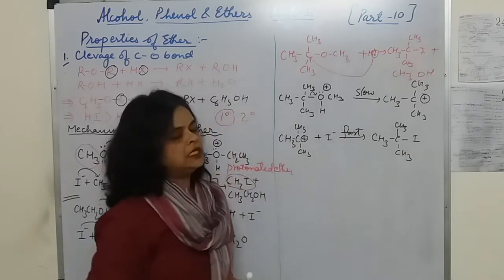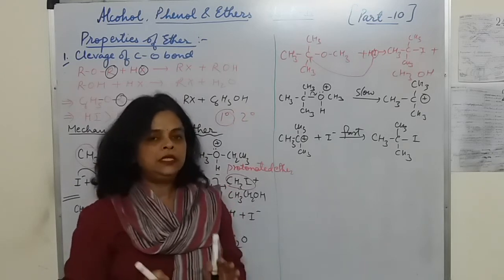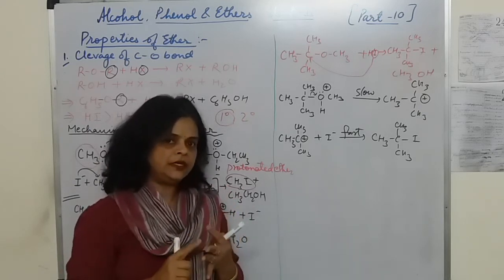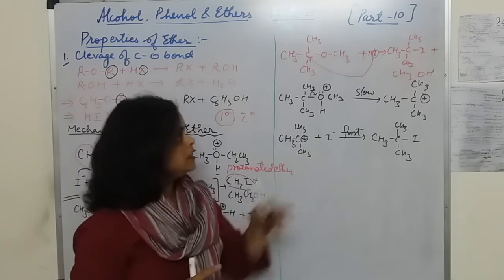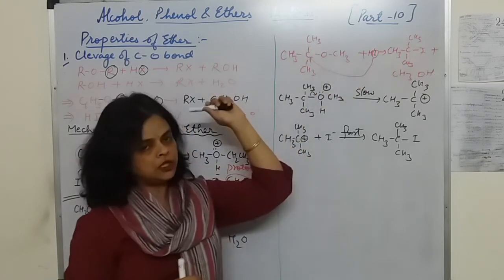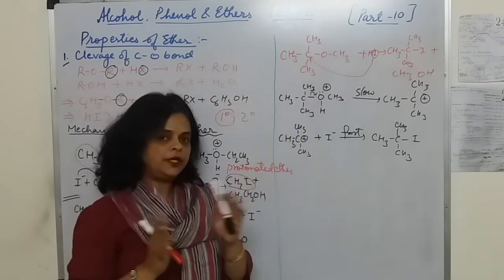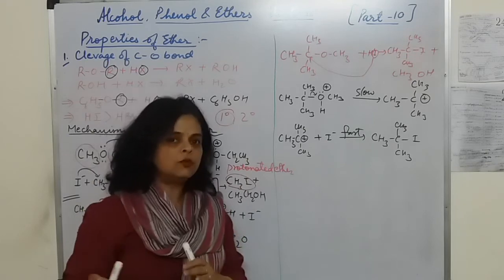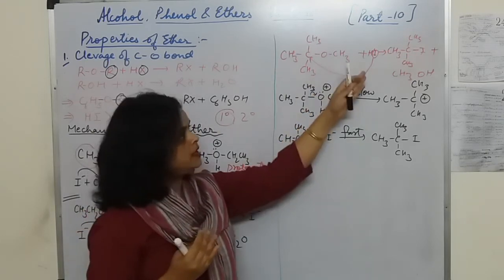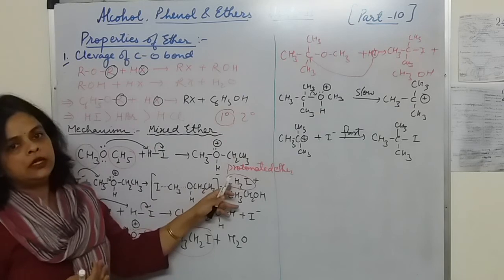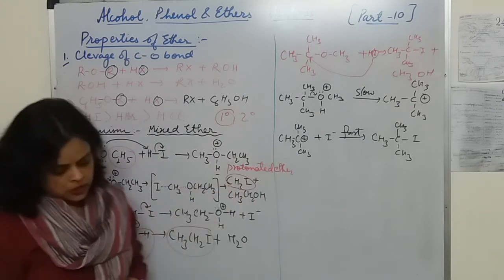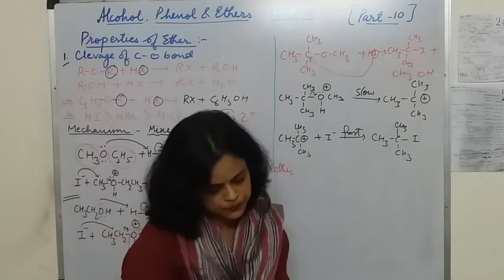So here we have seen that whenever there is a tertiary group out of primary, secondary and tertiary, iodide will prefer the tertiary carbon. And if there is primary and secondary, or if there is a smaller group, then the iodide will prefer the smaller alkyl part first. Okay, so let's take this question, students.